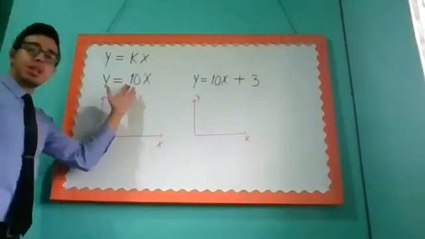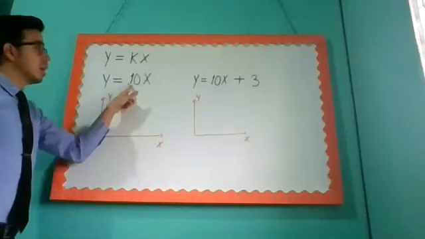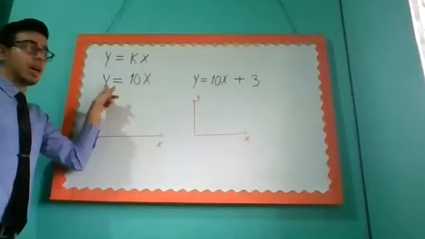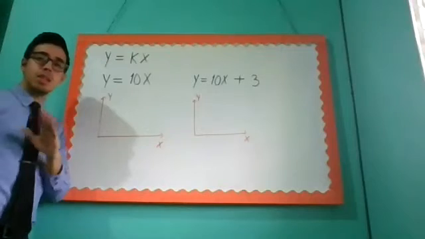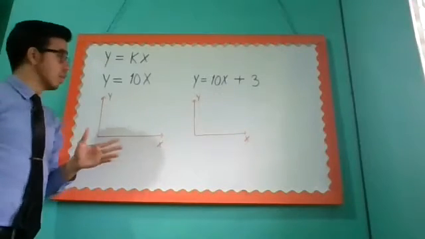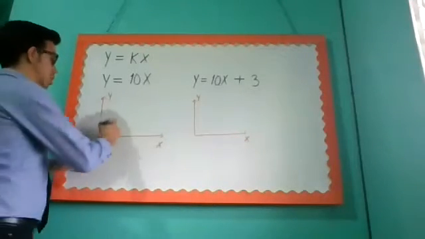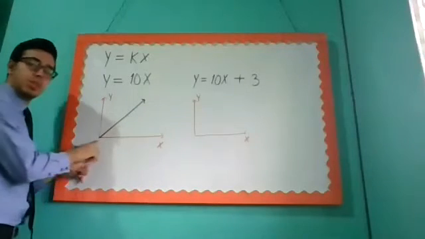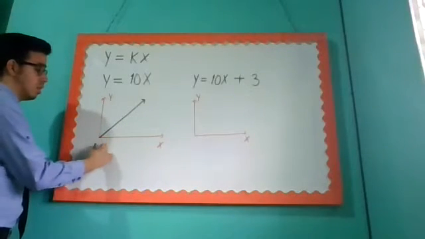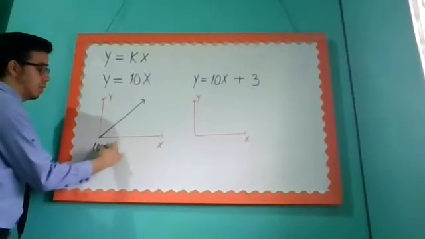Remember, for Martin, it's a proportional relationship, okay? You only have the variables Y, K, and X. You can see this is the form of the equation for a proportional relationship. So it's going to be a straight line that passes through the origin. The origin is 0, 0.